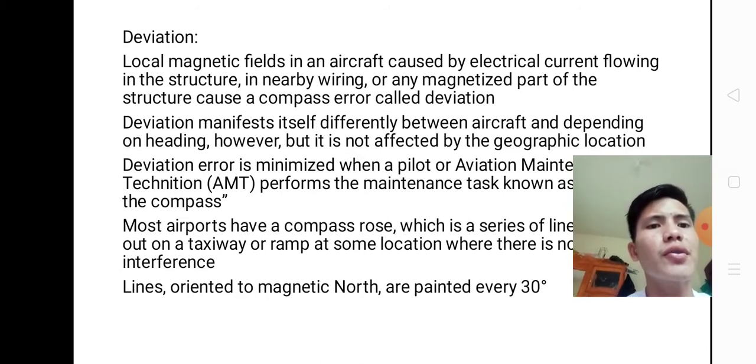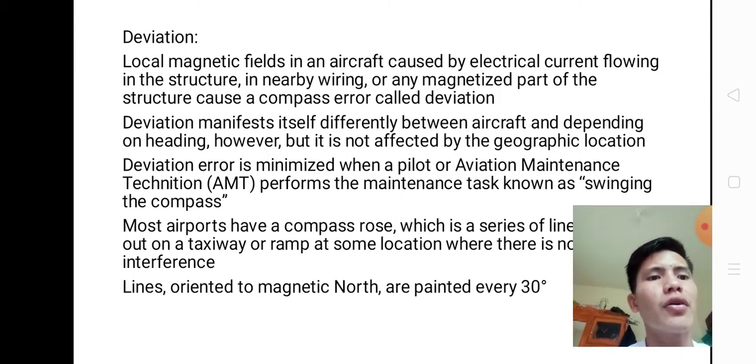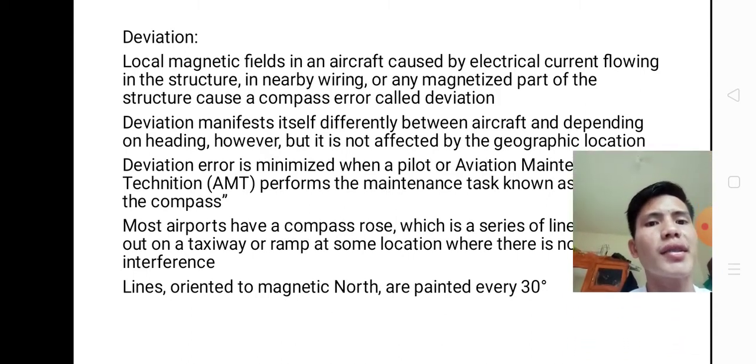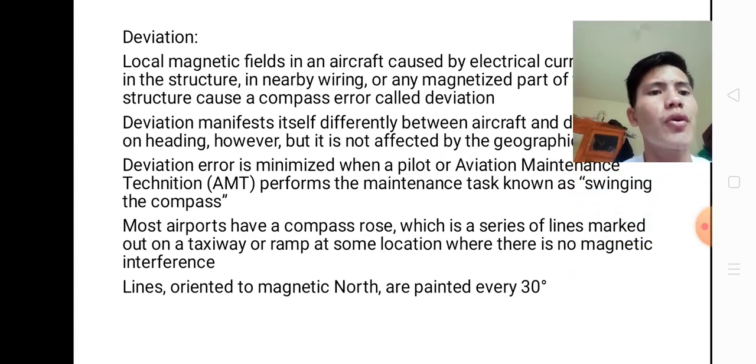Deviation error is minimized when a pilot or aviation maintenance technician, or AMT, performs the maintenance task known as swinging the compass. Most airports have a compass rose, which is a series of lines marked out on a taxiway or ramp at some location where there is no magnetic interference. Lines oriented to magnetic north are painted every 30 degrees.